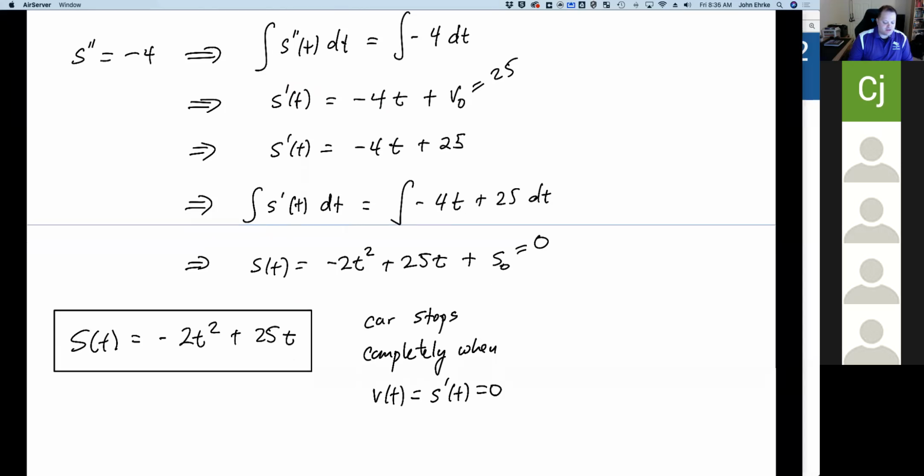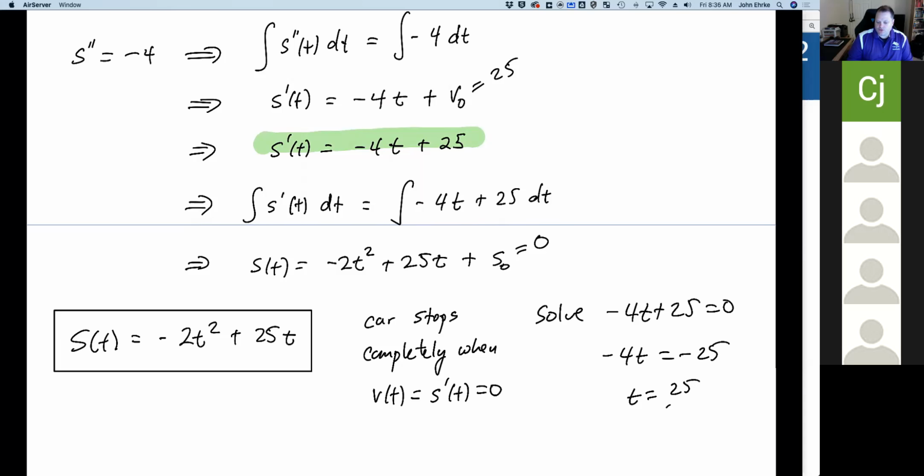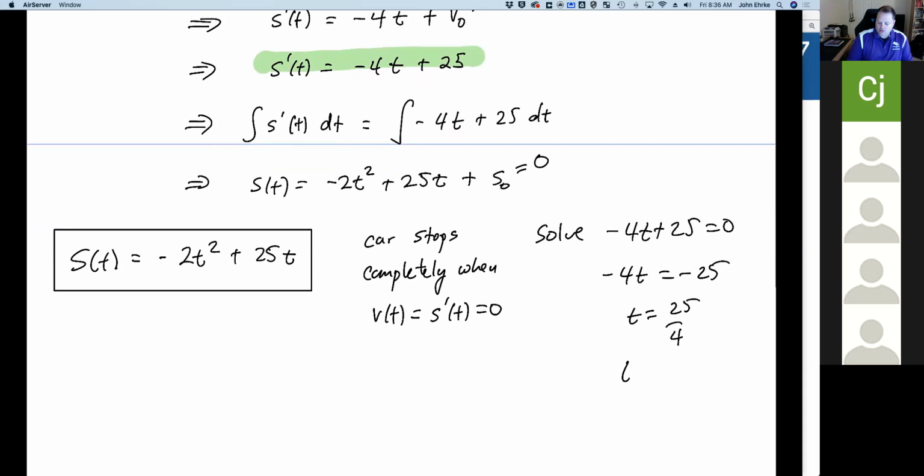So if I go back to right here where I had the velocity formula, that's the derivative of position formula, I need to solve when that function, negative 4t plus 25, was equal to 0. So if I do that the old-fashioned algebra way, you get t is 25 fourths. 25 fourths is 6 1/4. So after 6 1/4 seconds, the car has stopped. So that's what we called t end, the stopping time.